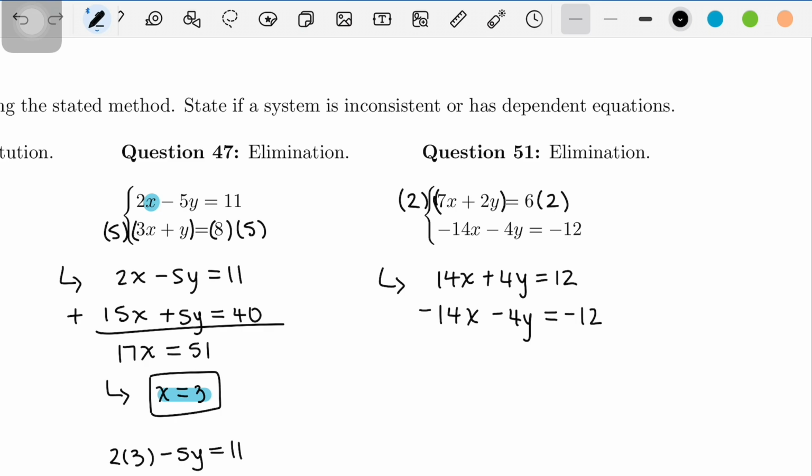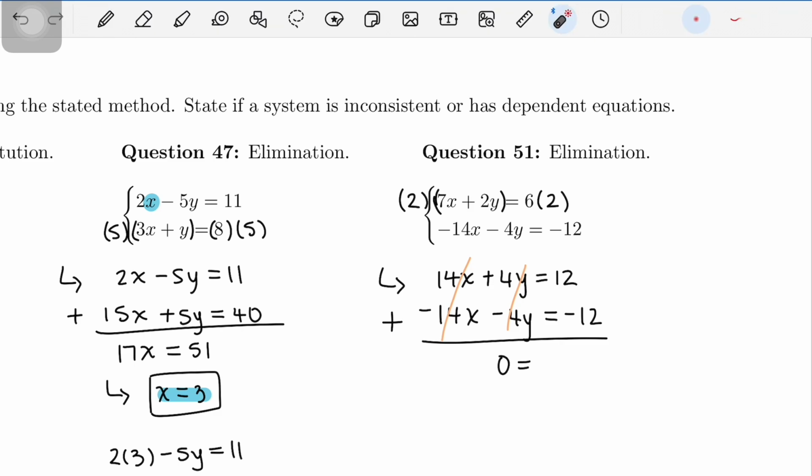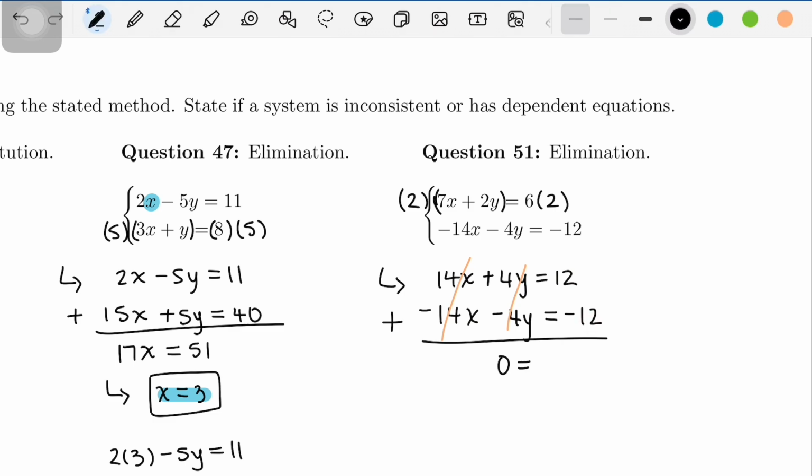So now we're just going to add these guys together like we did in the last example. So we have 14x minus 14x, so our x variable is eliminated. But then notice we have plus 4y and minus 4y, so our y variable is also eliminated. So on the left-hand side, we're just going to have 0. Now on the right-hand side, we have positive 12 and minus 12, so we're also going to get 0 on the right-hand side. And notice 0 is equal to 0. This is a true statement, and this will always be true.